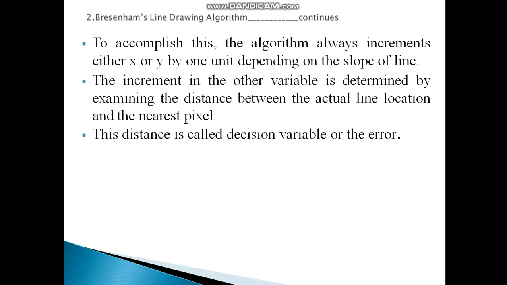To accomplish this, the algorithm always increments either x or y by 1 unit depending on the slope of the line. The increment in the other variable is determined by examining the distance between the actual line location and the nearest pixel, and this distance is called the decision variable or the error.